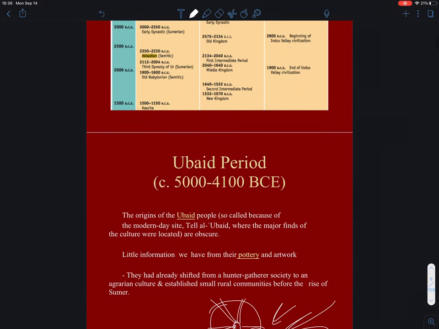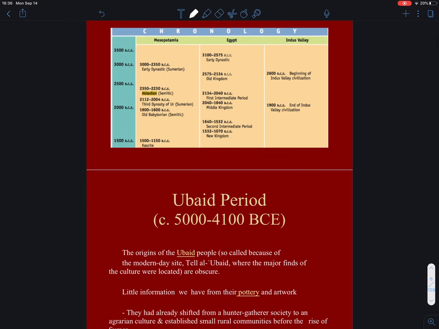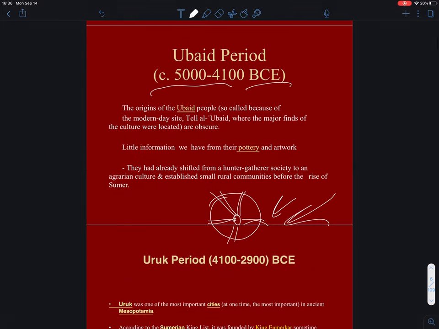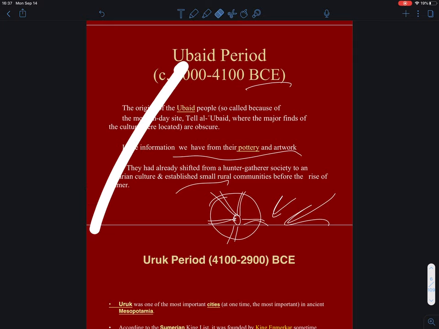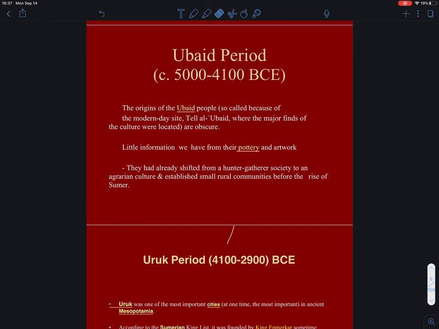So as you saw, there is the Ubaid period, right? And we start even before 3500, with 5000 to 4100 BC, and there is this Ubaid culture all of a sudden. We don't know much about it. We don't know where these people came from. They had probably just recently shifted from a hunting-gathering society into an agricultural society, and had established small ruling communities already by the Ubaid period.